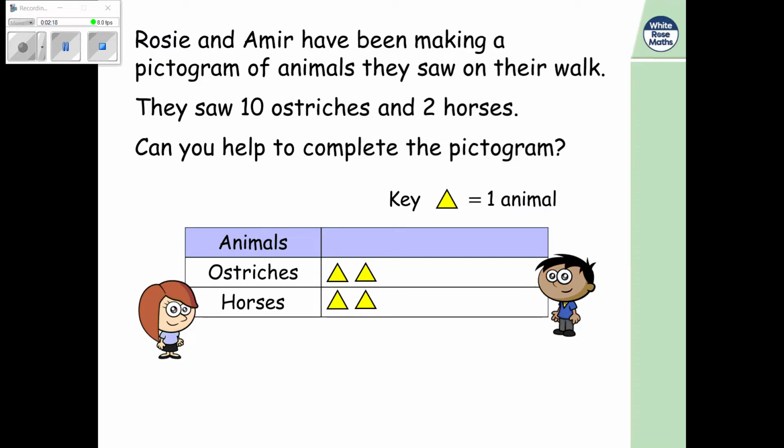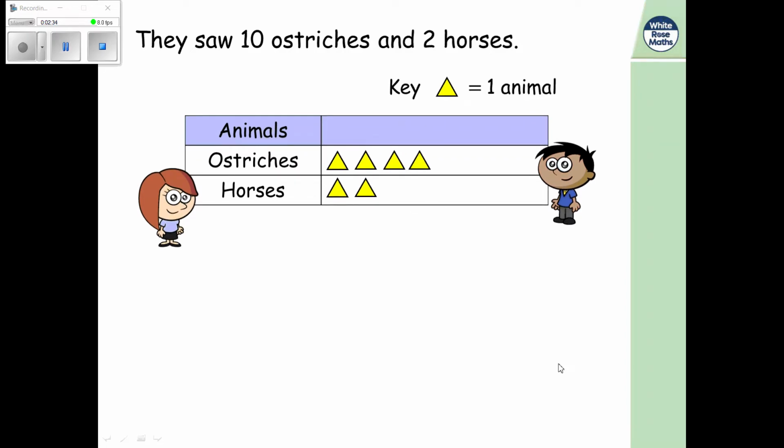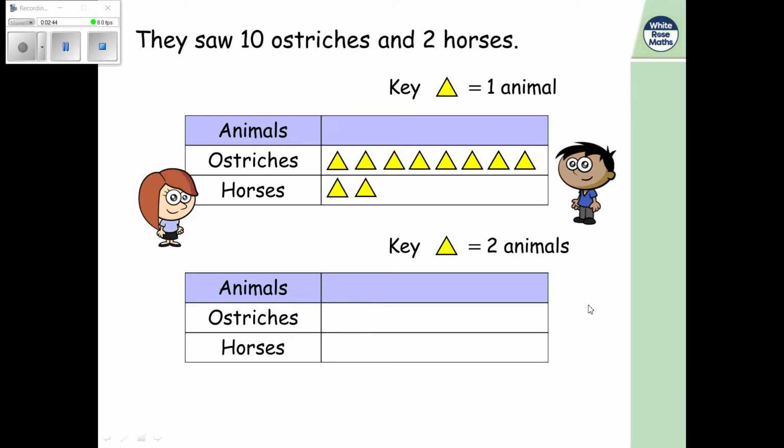Okay, so hopefully you know that already. The horses are correct because they saw 2 horses and each triangle equals 1 animal. So 1, 2 horses. They only have 2 ostriches. So let's have a little look. Moving it up, 3, 4, 5, 6, 7, 8. And they would need 9 and 10, but for some reason they've stopped there. So this is still incorrect as they've only got 8. I think they just didn't draw their chart big enough.